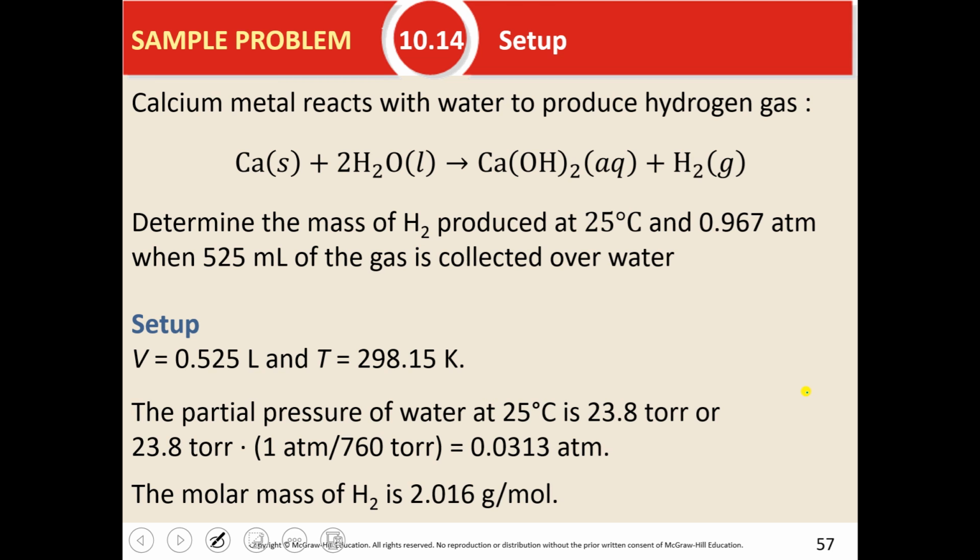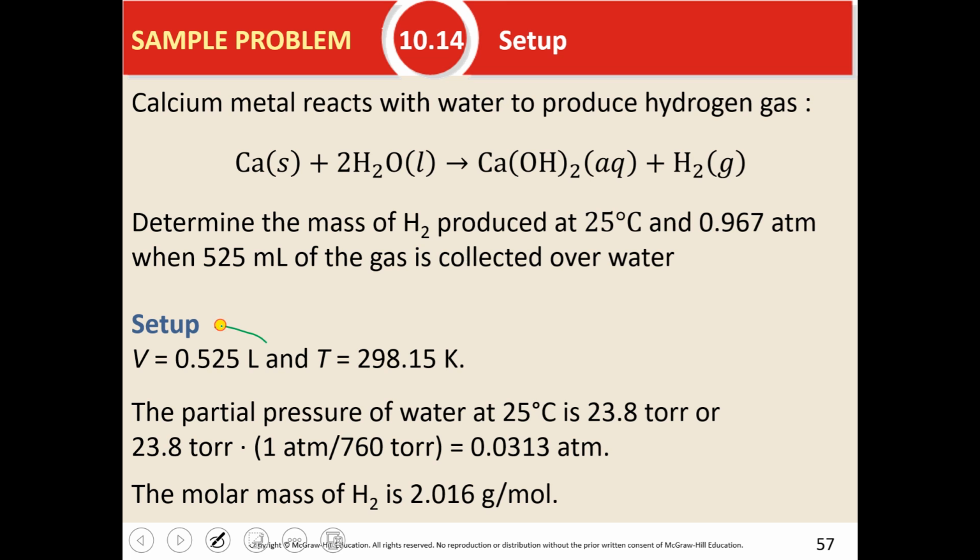So here's an example. It says calcium metal reacts with water to produce hydrogen gas. There's your balanced chemical equation. Determine the mass of hydrogen gas produced at 25 degrees Celsius and 0.967 atm when 525 mL of the gas is collected over water. So we're given volume, we're given a temperature, we're given a pressure.